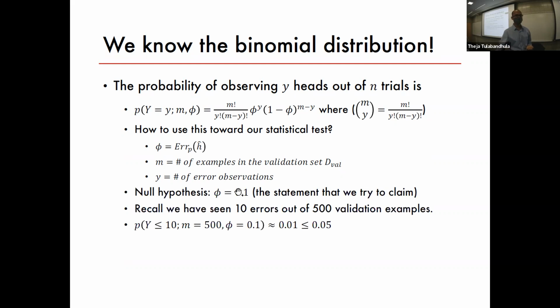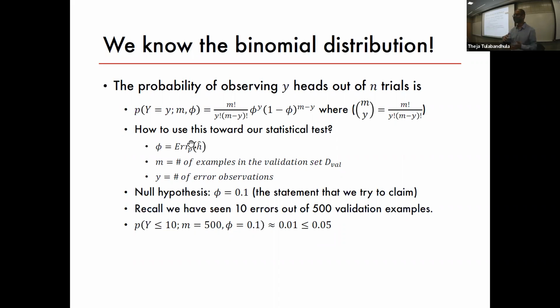The null hypothesis is that phi is, let's say, 0.1, and we have seen 10 errors out of 500 validation examples. We're asking what is the probability that y is less than or equal to 10. This is exactly the hypothesis test situation. What's the likelihood of seeing this observation and things rarer than it, given that the number of trials is 500 and the underlying bias of the Bernoulli is 0.1? That happens to be a really small number. It's rare to observe such a small number of errors, and it falls below the alpha threshold of 0.05.